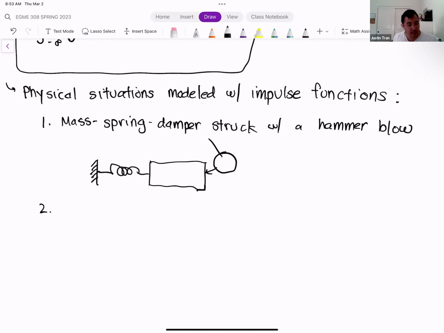Another example, this one a bit more practical. Let's say you're driving very quickly in a parking lot, and you very suddenly hit a speed bump.